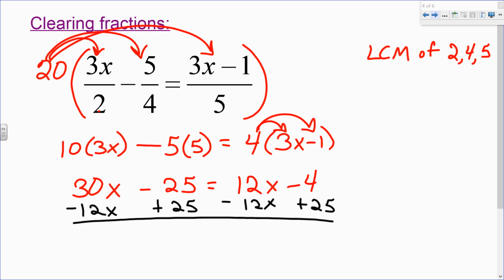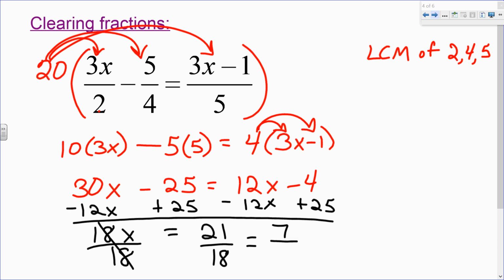And we're doing pretty well with that. 18x equals 21. We want to have 1x, so we divide both sides by 18. Those are both multiples of 3, so let's make sure we remember to reduce. And the final answer is 7/6.